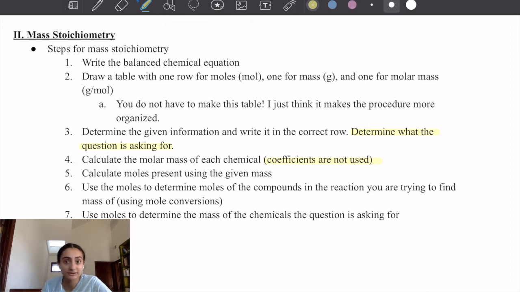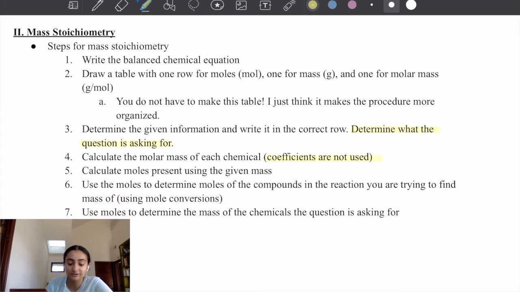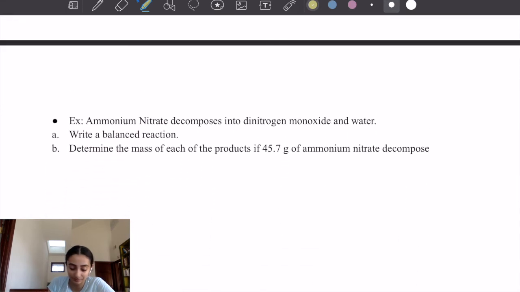And then you can use those moles and do mole ratios like I did earlier, using the ratios of the compounds in the equation to find the mass of whatever product or reactant you need. And those are the last 2 steps. So we're going to do these steps with an example.